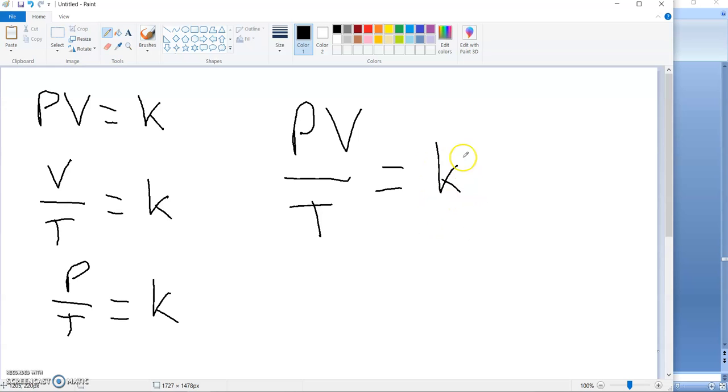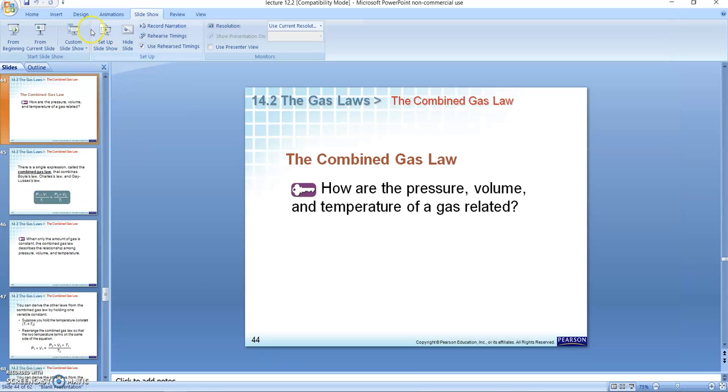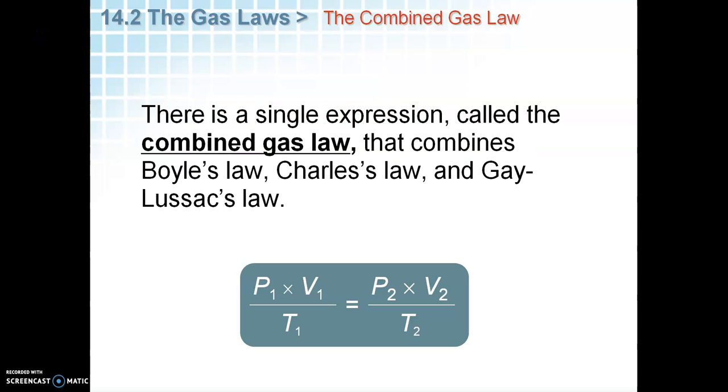Once again, we don't want the constant in here, so we'll look at condition set 1: pressure 1, volume 1, temperature 1. And then we'll change to condition 2: pressure 2, volume 2, temperature 2, and they're going to equal the same K. And when you put it all together, we can go back to the PowerPoint and get P1V1 over T1 equals P2V2 over T2. Okay, that's the combined gas law, and it's really just combining Boyle, Charles, and Gay-Lussac all into one grand, glorious law.